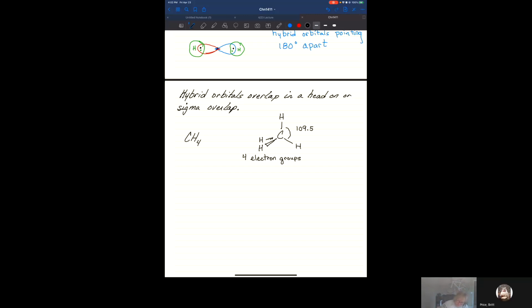If I have 4 electron groups, I need 4 hybrid orbitals. And to get those 4 hybrid orbitals, I need to mix 4 atomic orbitals.